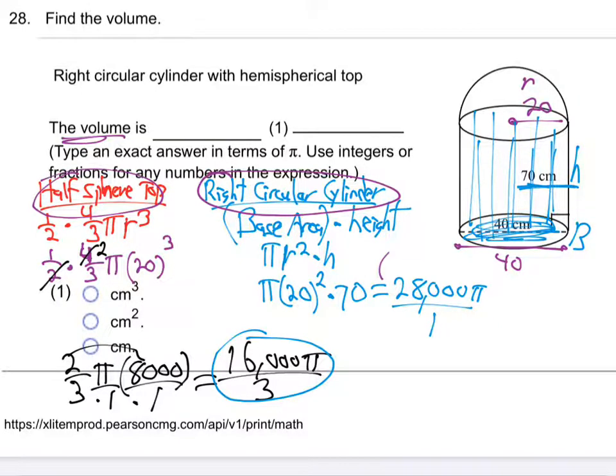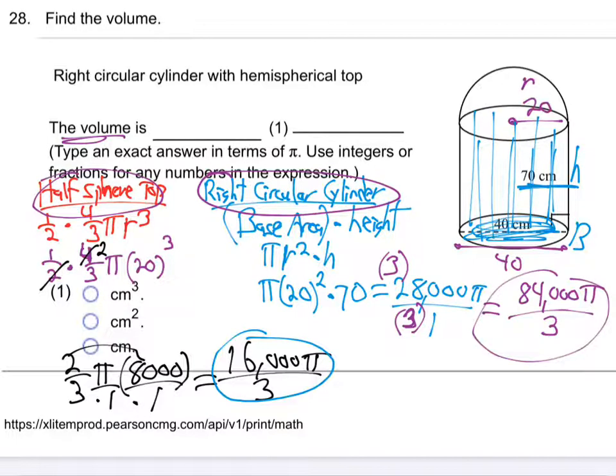So multiply top and bottom of this fraction by 3. You get 84,000 pi over 3. Right? I just multiplied top and bottom by 3. So in other words, if you took 84,000 divided by 3, it'd go right back to 28,000. It's the same thing. It's just a fancy way of writing 28,000. Why? Because now I can add these together because they have a common denominator, right? The only way to add two fractions is to make their bottoms the same. So I multiplied top and bottom by 3 to make it have a 3 denominator, so it can add to the other one that has a 3 denominator.